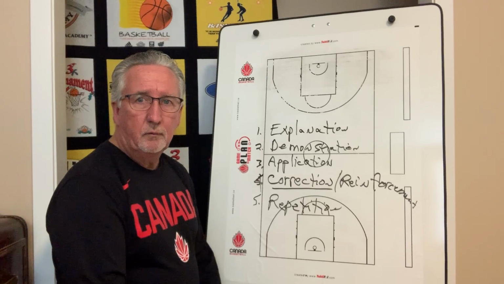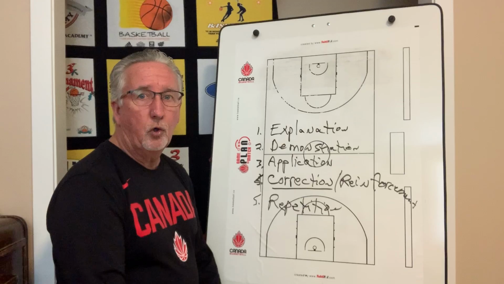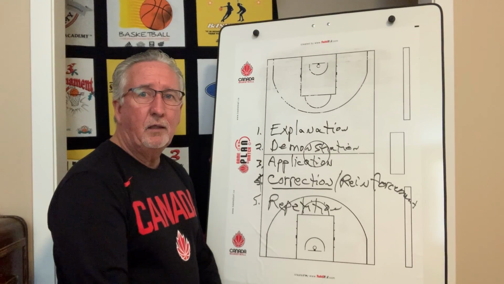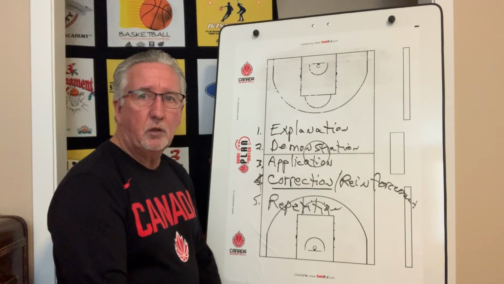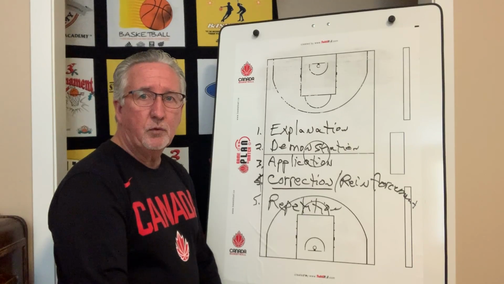Explain something quickly. Demonstrate it so kids know exactly what it is you want done for a skill or a drill. All right, get into the application phase. Get into the drill as quick as possible. Correct it. Anything that needs correction, get it corrected, and reinforce when things are going well. And then the last step is repetition.